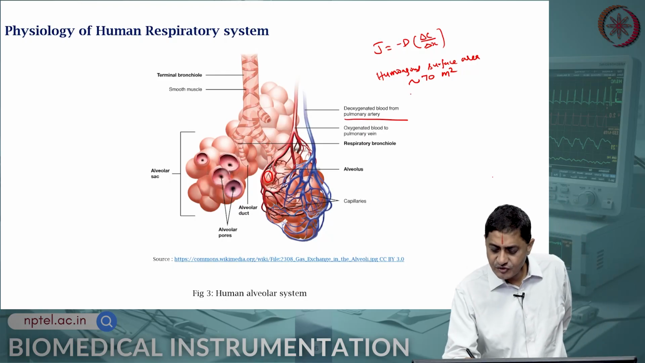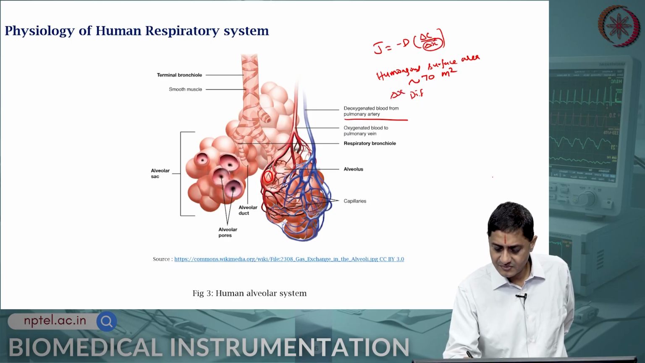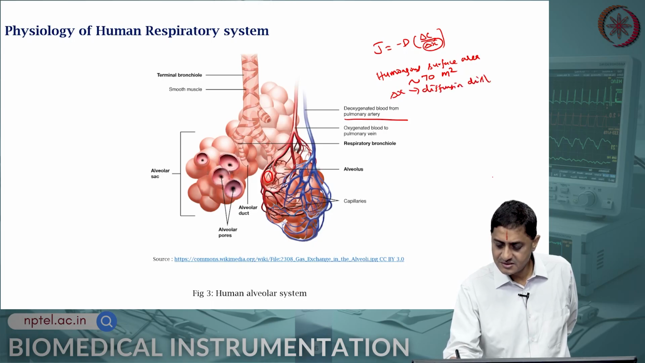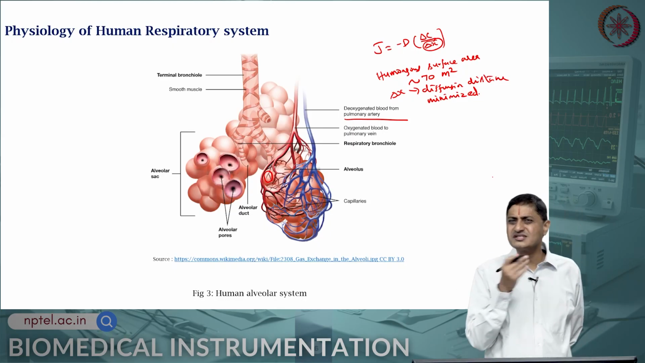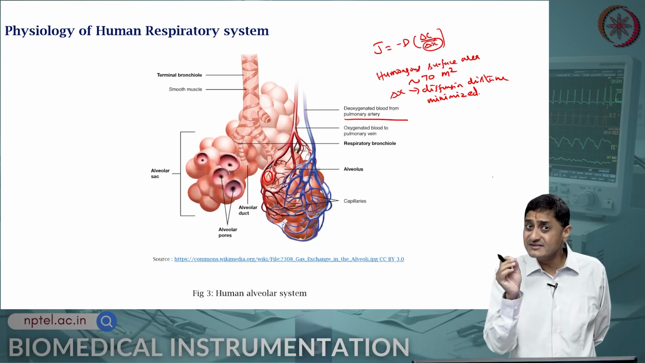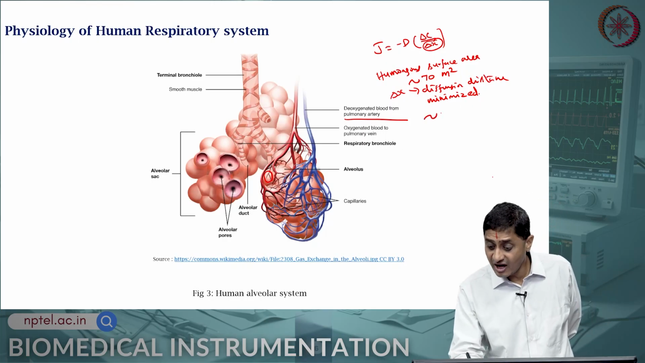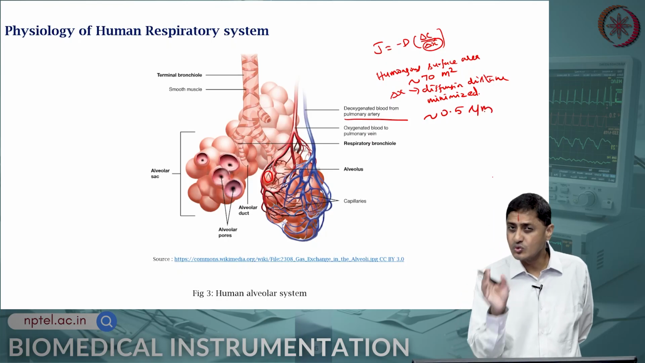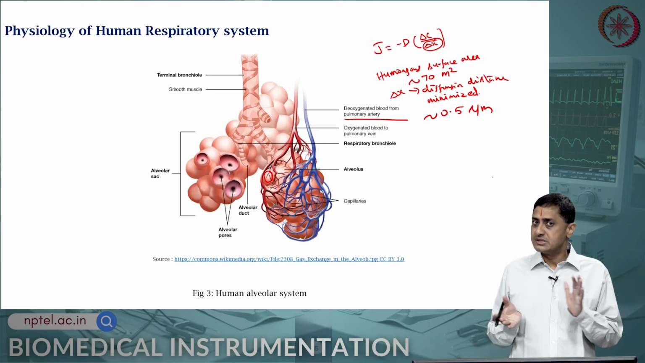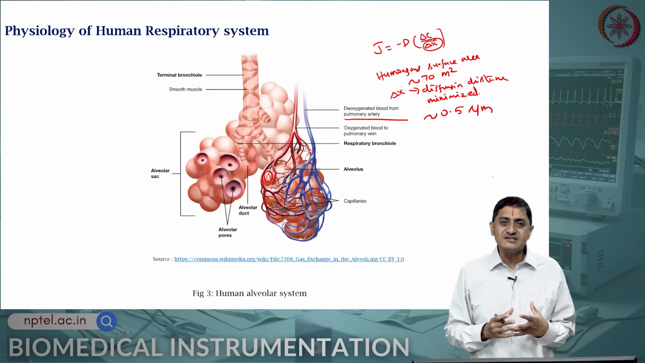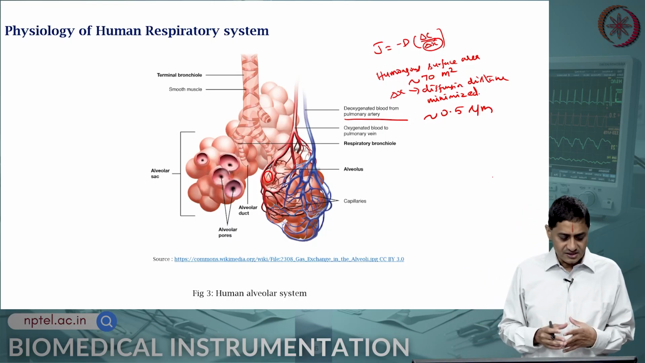Then diffusion distance is minimized. Delta x, which is the diffusion distance, is minimized. What is the diffusion distance between the capillary and the alveoli where that exchange is happening? About half a micron, which is really small. Concentration gradient is huge and surface area is huge, distance is very small. This is how efficiency is increased by the respiratory system, right.